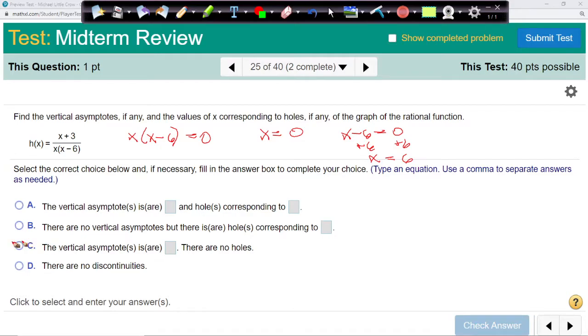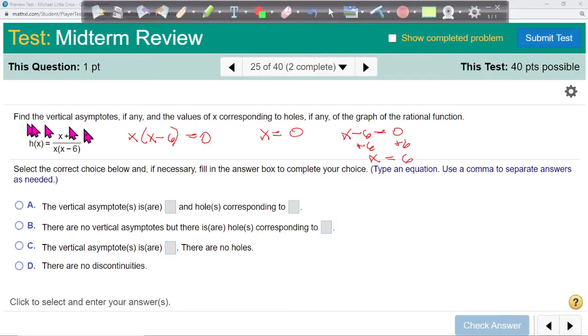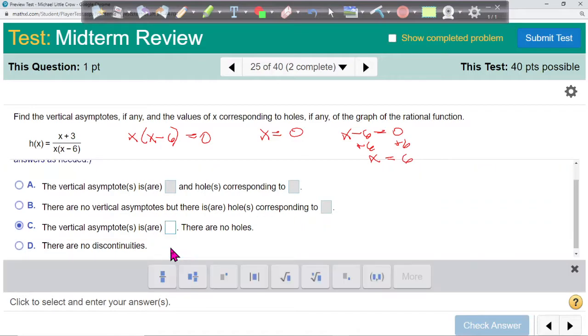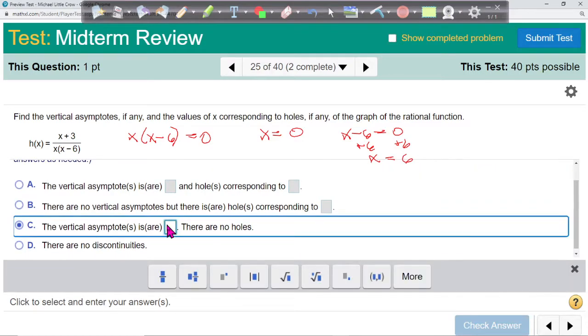So vertical asymptotes are blank, and holes. There are no holes, so I would say there are no holes because there's not a common factor. Had there been an x plus 3, that would have created a hole in the denominator. But this is what we're going to do. And they say separate them by commas. There we go.